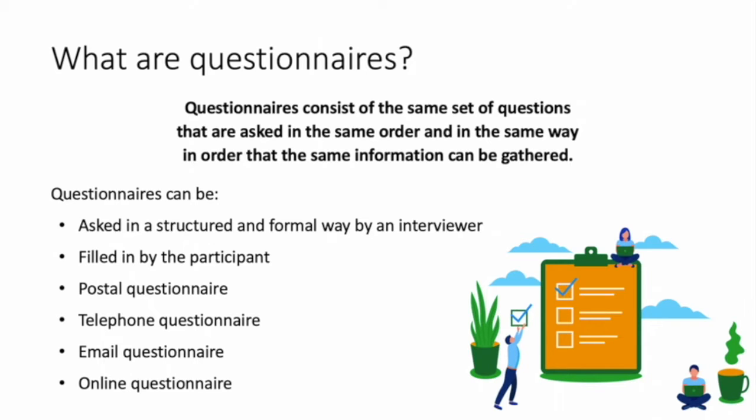One is through a postal questionnaire. So you write out your questionnaire, you send it out via mail, and give participants an envelope with a stamp, and they can fill it out and send it back to you by the deadline you've given them. Or you could have a telephone questionnaire whereby you phone up different participants and ask the questions over the phone. Similarly, you can do it via email. But probably one of the most common ways of distributing questionnaires is online.